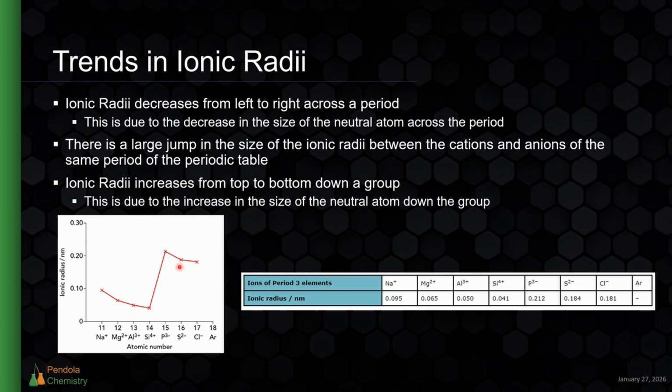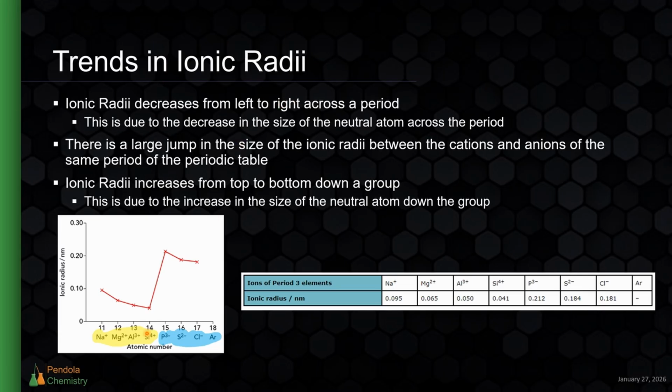That large jump happens when we change from making cations to making anions. So we can see here in this x-axis that from sodium all the way to silicon, we are creating cations. Sodium has a +1, magnesium +2, aluminum +3, silicon +4. But then once we go to group 15, we start making anions. So P is 3 minus, S is 2 minus, Cl is -1, argon is neutral.